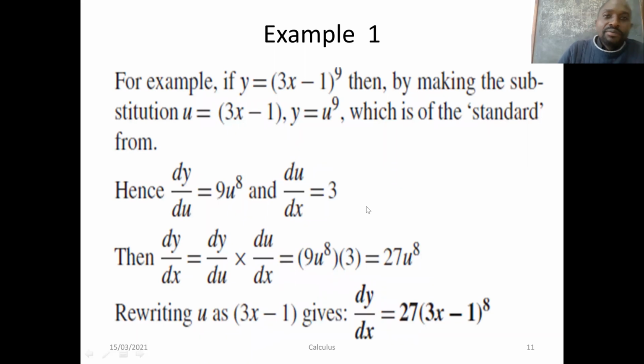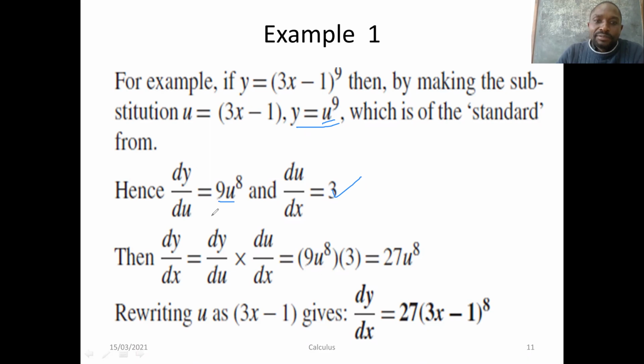If you are given y equals 3x minus 1 to the power 9, you can let everything in the bracket be equal to u, therefore u equals 3x minus 1, and then find the derivative of this, which is du over dx, and in this case, we get a 3. And then you can also find the derivative of y with respect to u, which is dy over du, and this will become 9u to the power 8.